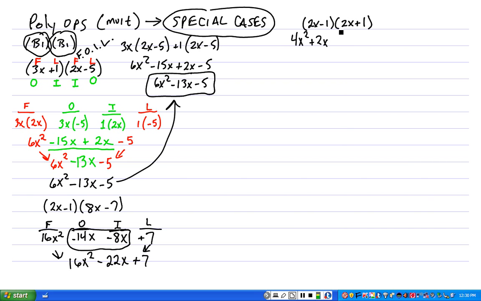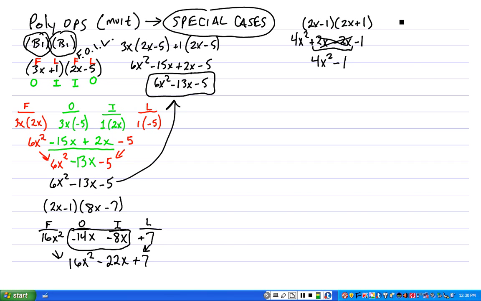They're side by side to each other, so that's the inside. So that's a negative 2x. And then last times last. This negative 1 is the last in this parenthesis, this positive 1 is the last in this parenthesis. Negative 1 times positive 1 is a minus 1. So now, outside and inside are like terms, but 2x minus 2x, they cancel each other, and you just end up with 4x squared minus the 1.